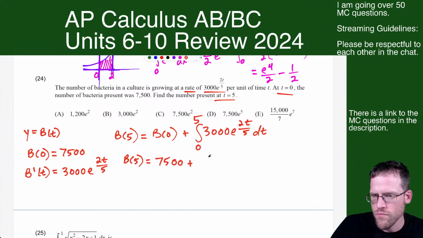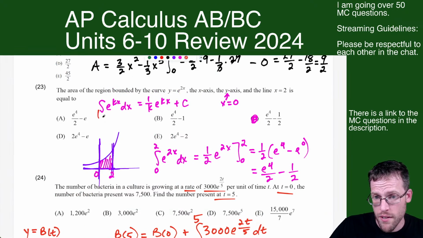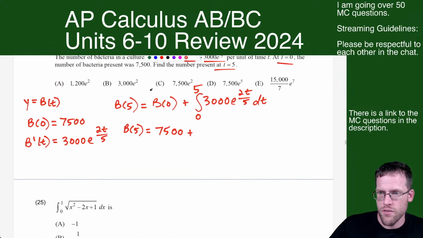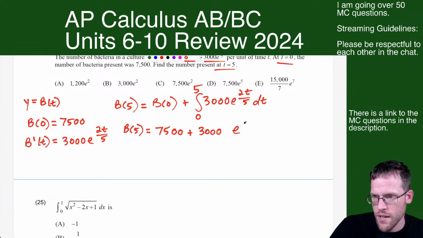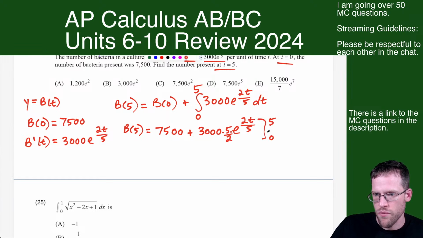All right. So here I anti-derive this. And remember that I just said this before. I'm using that formula again. So when I anti-derive, I'm going to have 3,000, and I have e to the 2t over 5. But my constant here is 2 over 5. So I could divide by 2 over 5 or just multiply by 5 over 2. And I'm going from 0 to 5. Okay, so that's what's happening here.